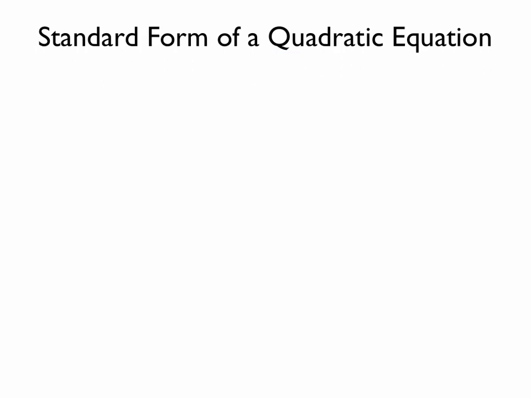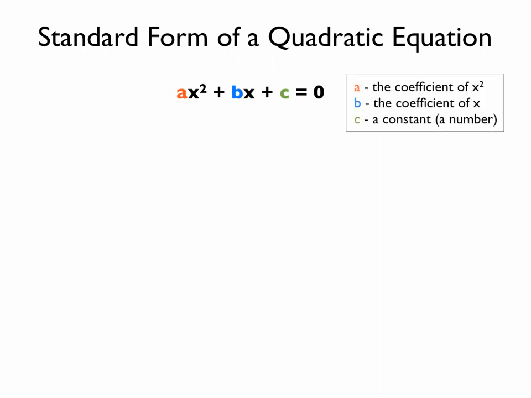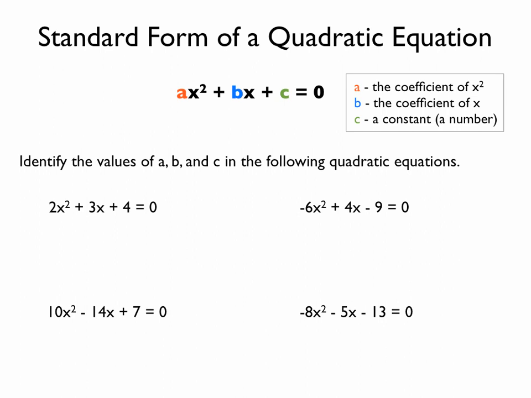Now, let's take a look at what the standard form of a quadratic equation is. Ax squared plus bx plus c equals 0, where a represents the coefficient of x squared, b represents the coefficient of x, and c represents a constant, or just a number. Let's take a look at these 4 quadratic equations. Take a moment to identify the values of a, b, and c. Pause the video and try it on your own.